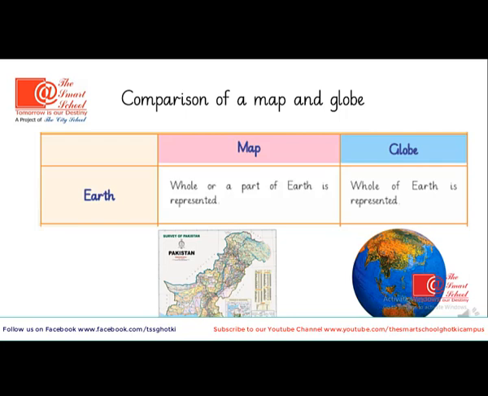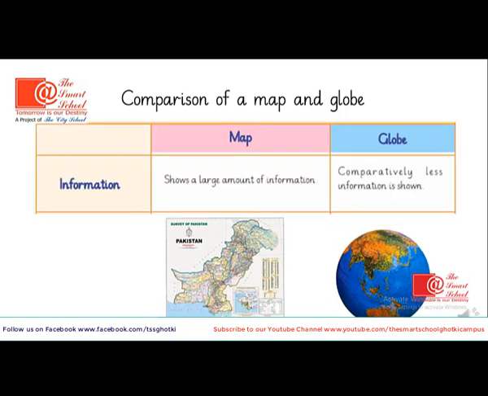continents and the oceans. Maps show a large amount of information, just like we discussed that it can be of any city, even of a town. And of course, it shows more information, just like it can show you the network of roads in a city or in a country. It might show you the climate of a place. So maps show large amount of information.